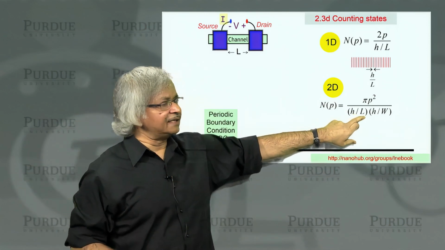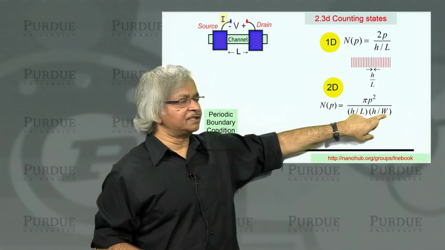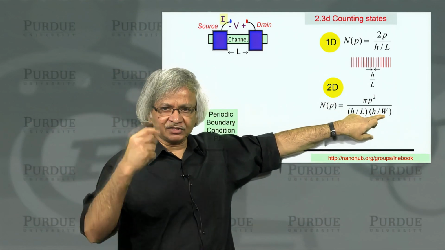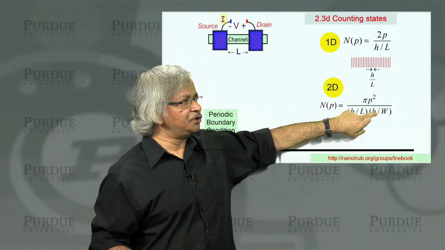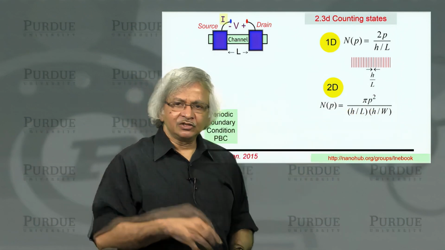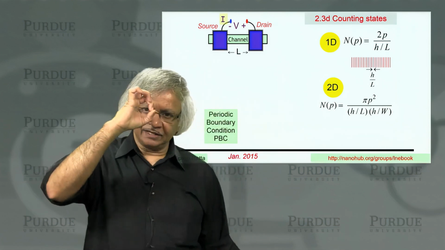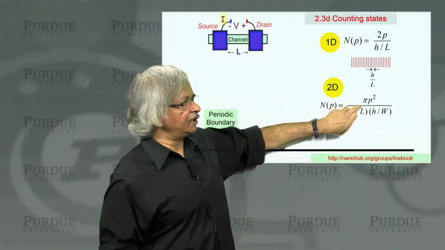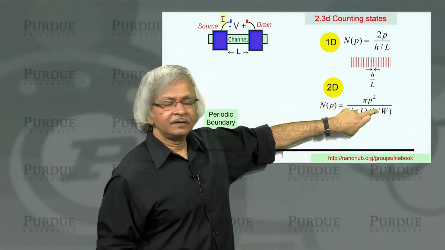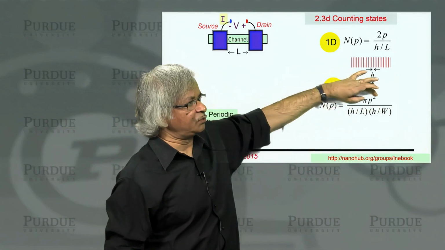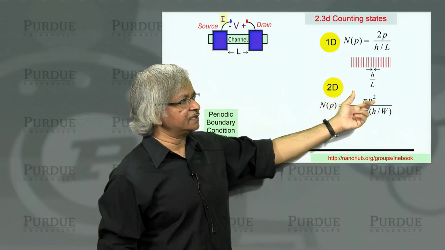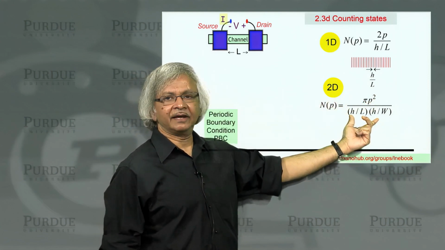And within that circle, you have these states. And L is the length in one direction, W is the length in the other direction. So you have all these states which are spaced by h over L in one direction and h over W in another direction. So each state kind of occupies an area that's like h over L times h over W. And of course, the area of the circle of radius p is pi p squared. And so n of p is the area of the circle divided by that.